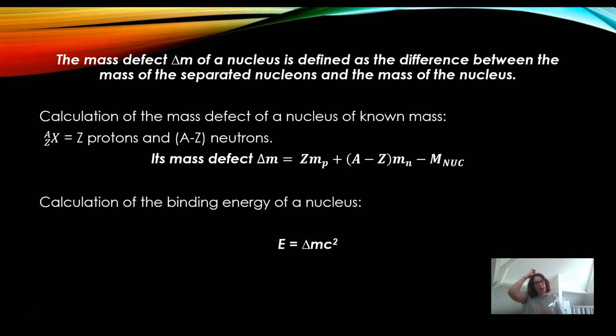Then you can use that to calculate the energy of the nucleus. You can either use E equals delta m c squared, or you know that if all this is in U, you can multiply it by 931.3 mega electron volts, and then you get it in mega electron volts.